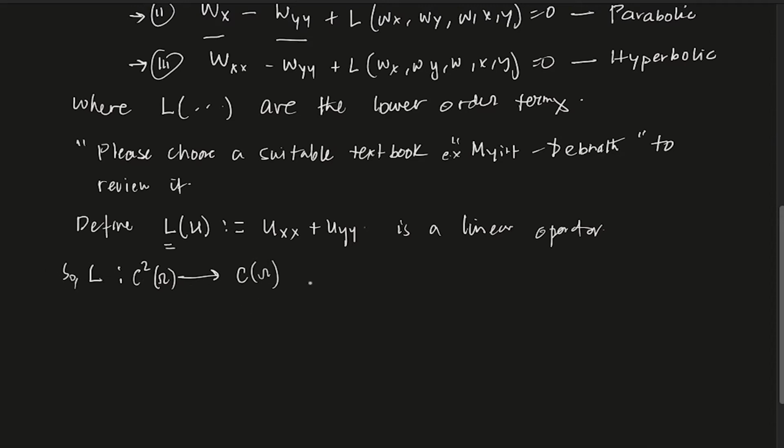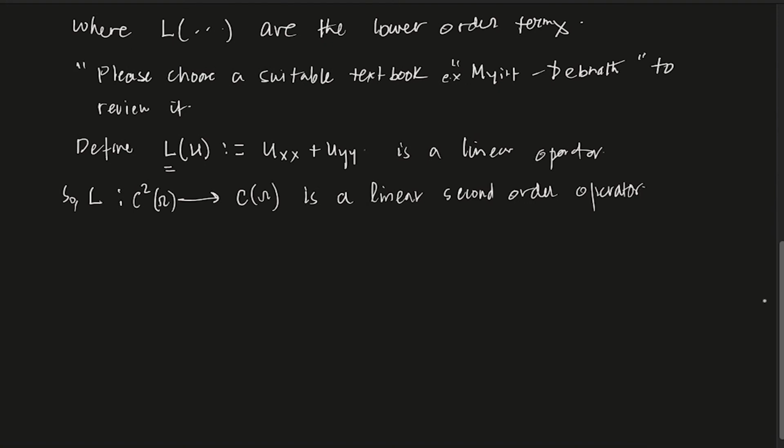So L is a linear second order operator. This is what I mean by operator. You see, this is also a function, but in a special way. What is so special about it? It is not taking elements from any ordinary set, but from a vector space of functions. It is taking elements from a vector space of functions.